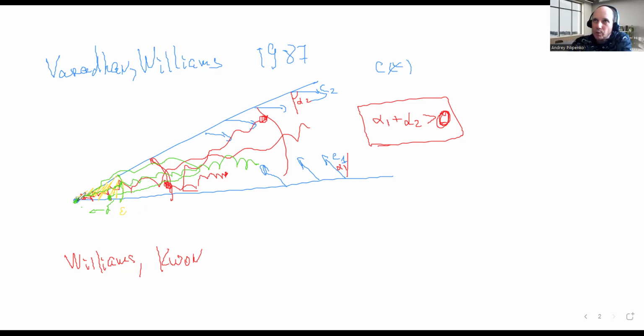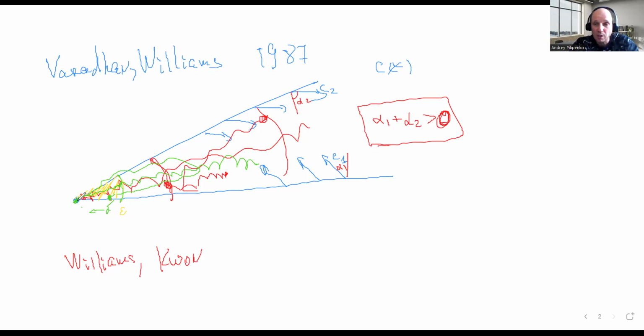As I told before, their approach was based on investigation of harmonic and subharmonic functions, but unfortunately there was no probabilistic proof. I mean, no probabilistic methods. And now I would like to show you some probabilistic ideas different from Varadan and Williams.